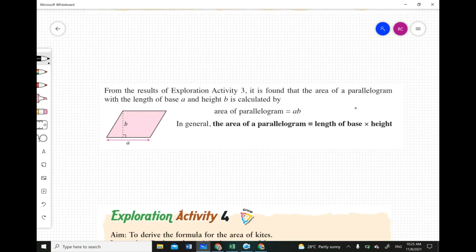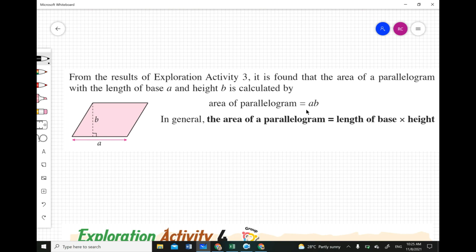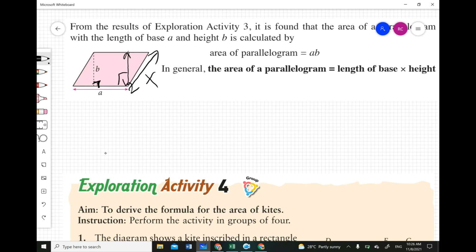Okay, so this is the one. The area of parallelogram is equal to A times B. A is the length of base. This one, length of base. B is the height. And you got to remember, the height is always 90 degree. This is the symbol for 90 degree. Okay, you cannot take this. This is not the height. The height must be 90 degree. Okay, so that is parallelogram.